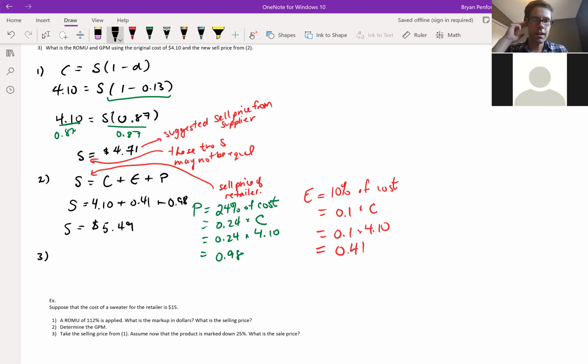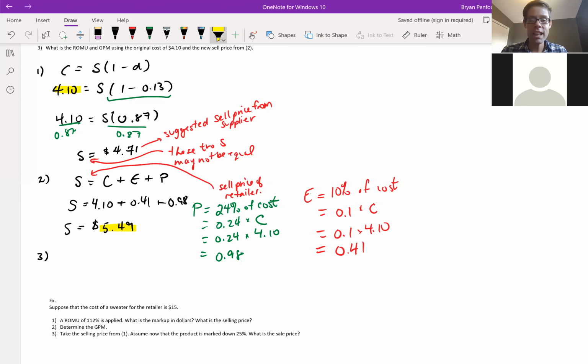Okay, and our last part of this particular example, we want to calculate the rate of markup and the gross profit margin. It specifically says, let's use the cost of $4.10, and use the new sell price. So whenever we're calculating the rate of markup and the gross profit margin, we want to use the numbers associated with the business, not the numbers associated with the supplier. So we're going to be using $4.10, that's our cost, and $5.49, that's our sell price.